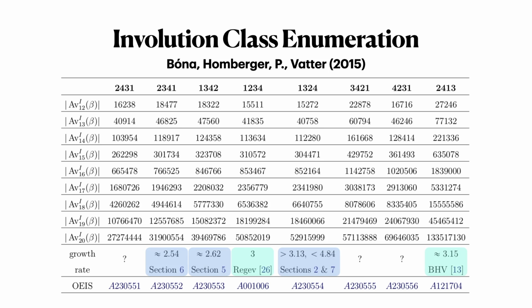The dark blue box on the right is for involutions avoiding 1, 3, 2, 4. In this case, we couldn't even show that the growth rate existed. All we did was give some bounds for the lim sup of the same sequence.